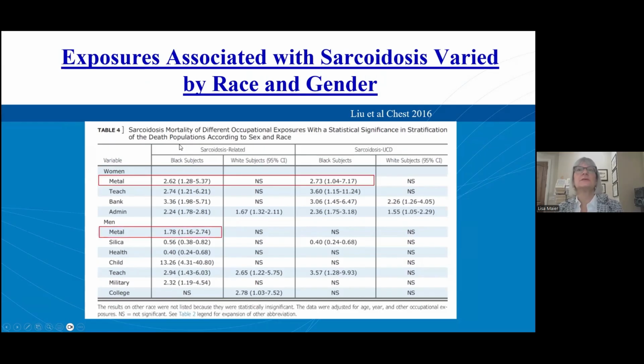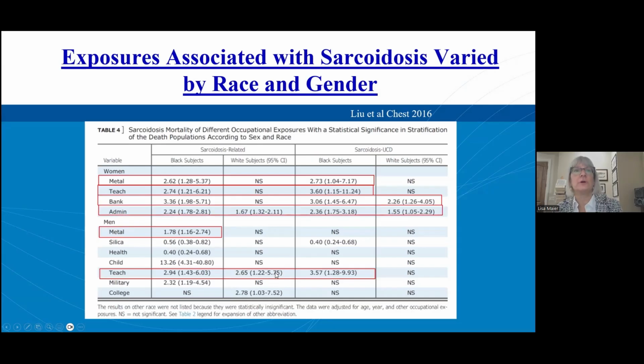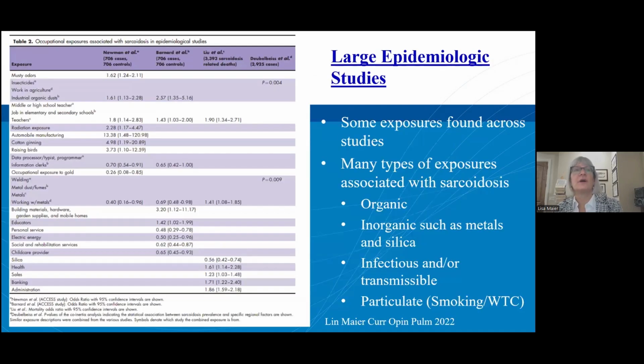And we found some differences, some that were consistent across various groups. For example, working with metal was found in both African American as well as European subjects, in women and men. So was teaching, and yet teaching, which has been found previously as an exposure, was found in some of the white subjects too. And then we found some that were specific just for women and just for men. So again, there were some exposures that were associated, and there are a number of others that have been found, and some consistency of data coming across.